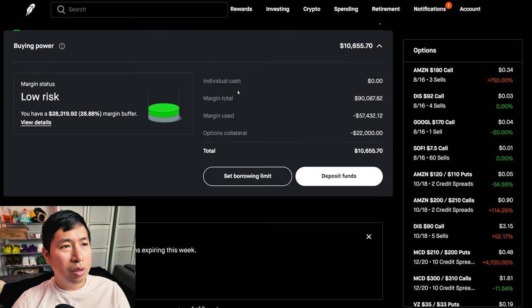This is a margin account. My margin total is $90,087.82. My margin used is $57,432.12. My options collateral is $22,000. This leaves me with $655.70 in buying power.